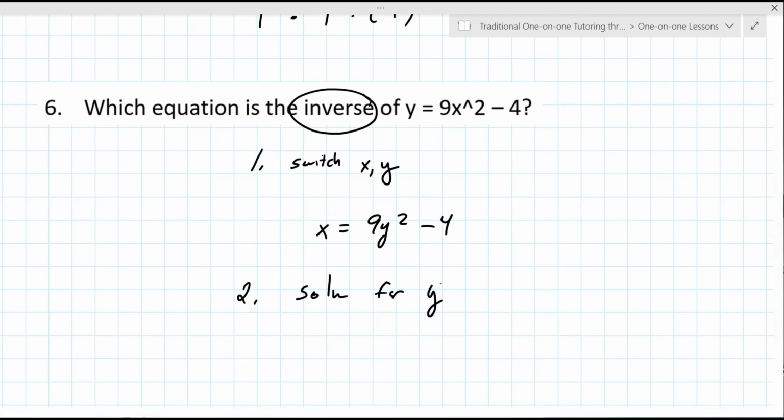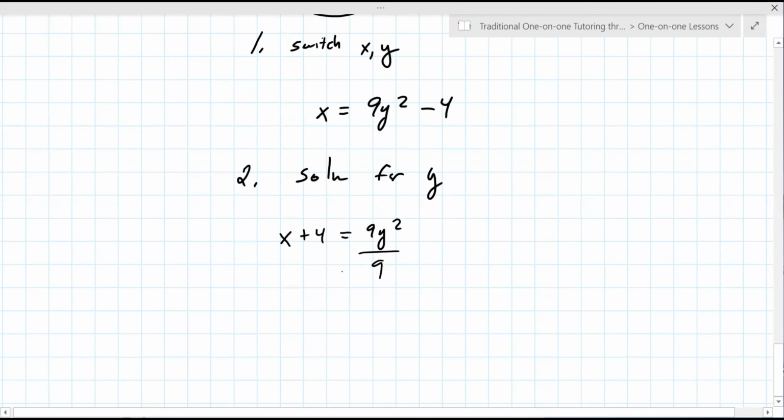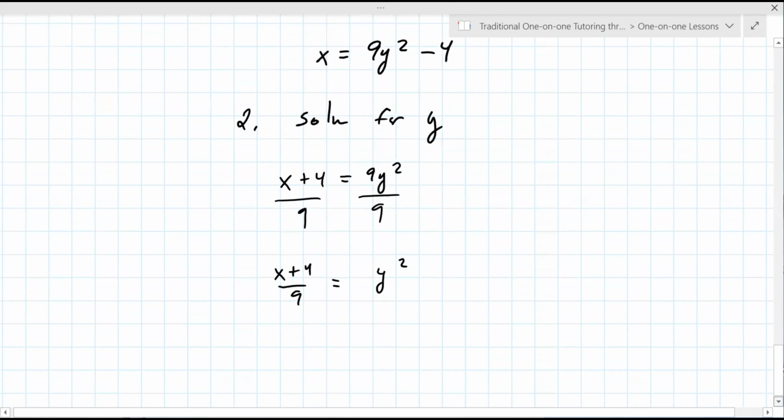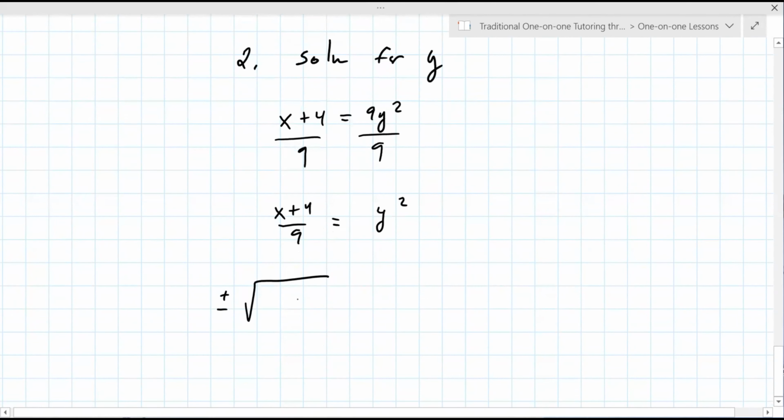Okay, so for example, we're going to add 4 to the other side. So you get x plus 4 equals 9y squared. Then you divide both sides by 9, so you get x plus 4 over 9 equals y squared. And then you take the square root of both sides, so plus or minus the square root of x plus 4 over 9 equals the square root of y squared. So it becomes y on the right.